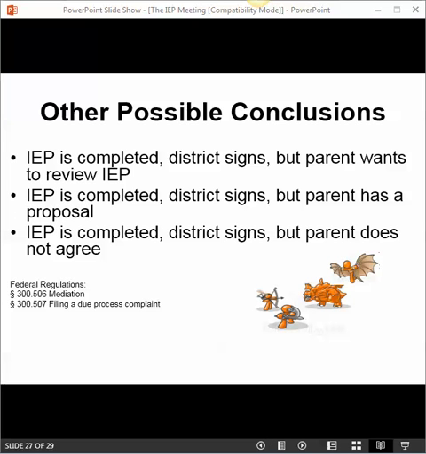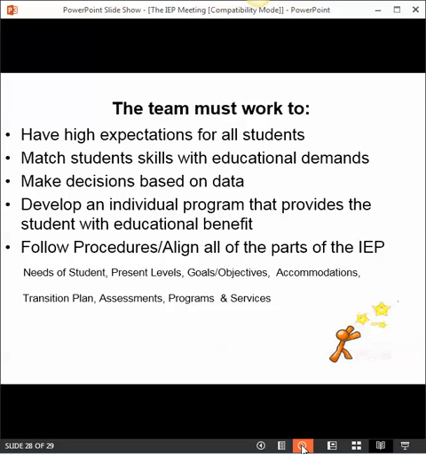The team must work to have high expectations for all students, match student skills with educational demands, make decisions based on data, develop an individual program that provides the student with educational benefit, follow procedures and align all of the parts of the IEP: the needs of the student, the present levels, the goals and objectives, accommodations, transition plan, assessments, programs, and services. Try to focus on what the team should be working to do.